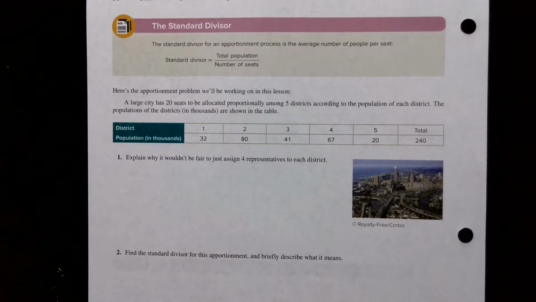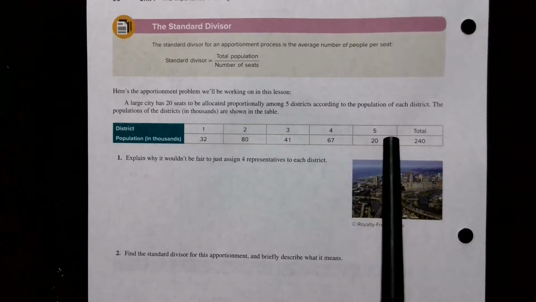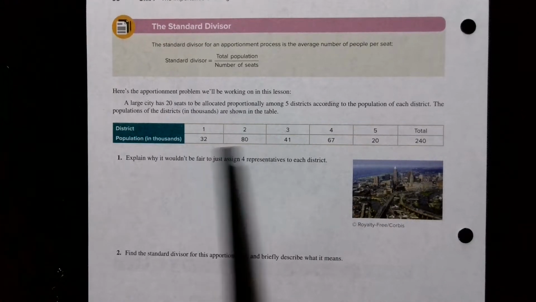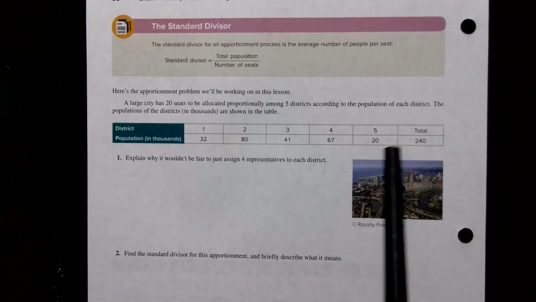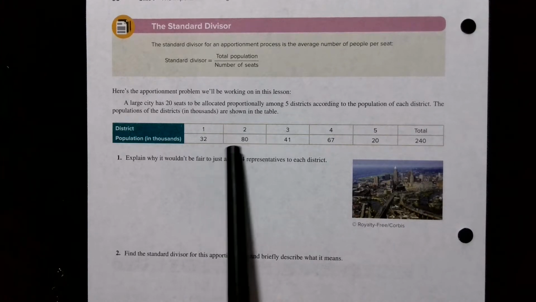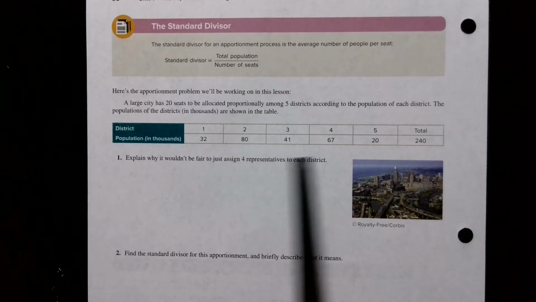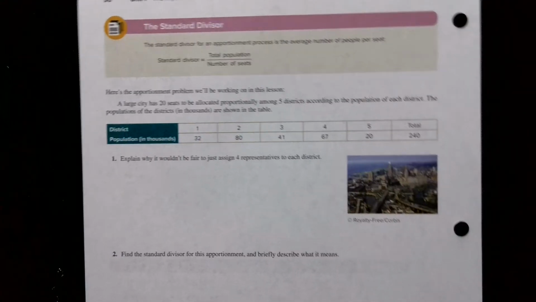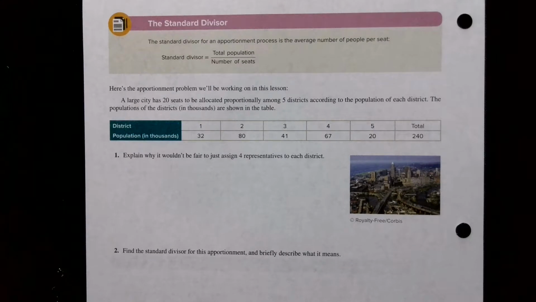Here's the apportionment problem we'll be working on in this lesson. A large city has 20 seats to be allocated proportionally among 5 districts according to the population of each district. The populations of the districts in thousands are shown in the table. So we have districts 1 through 5, and we have the population here. Even though we see 32, 80, 41, 67, and 20, remember this is in thousands, so it's really 32,000, 80,000, and so on, to the total population of 240, which is actually 240,000.